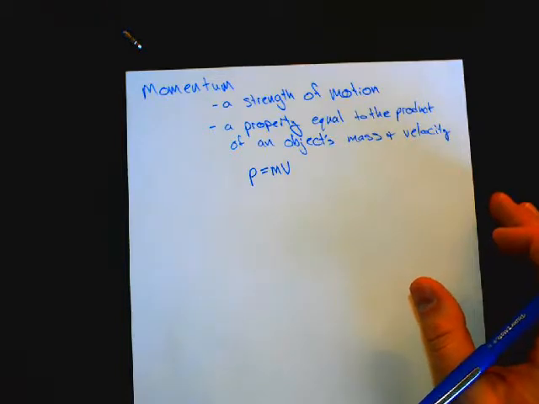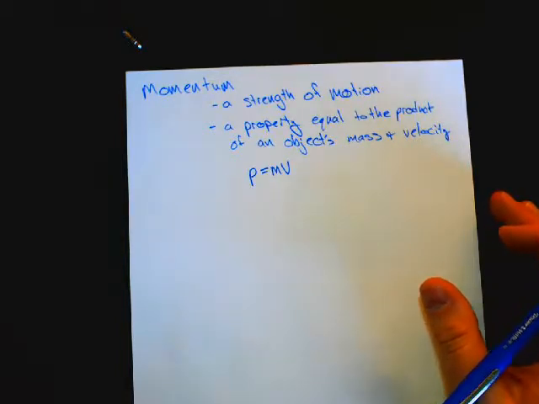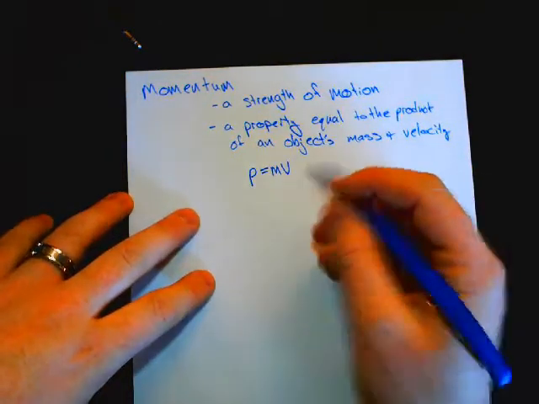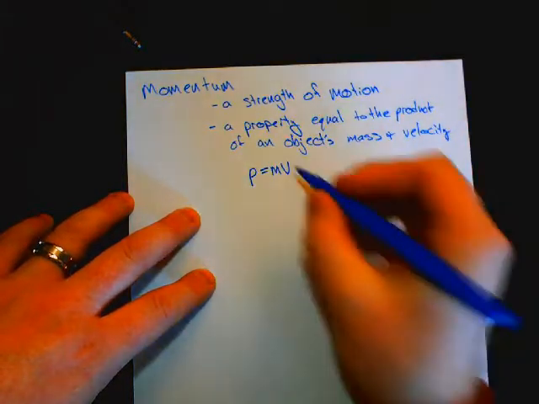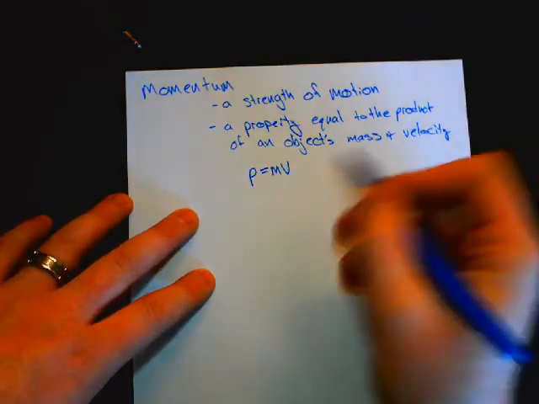Lovely. Italicize? Yeah, lowercase p is momentum. It's just what was evidently written by the physics gods. I don't know. Say again? M is mass. Oh, capital M is molarity. Yep. So we use random letters sometimes.